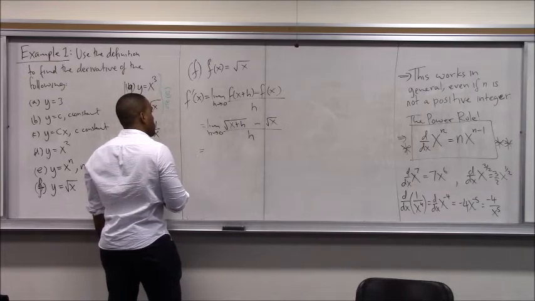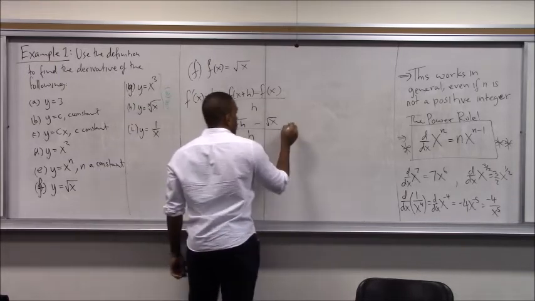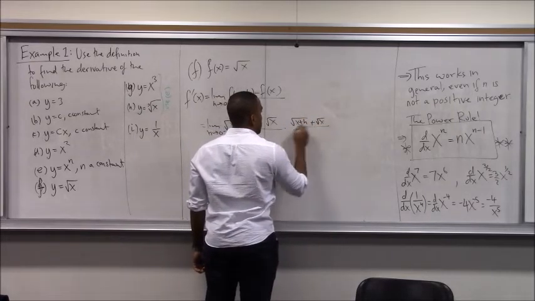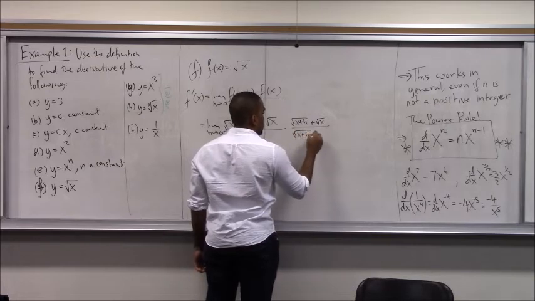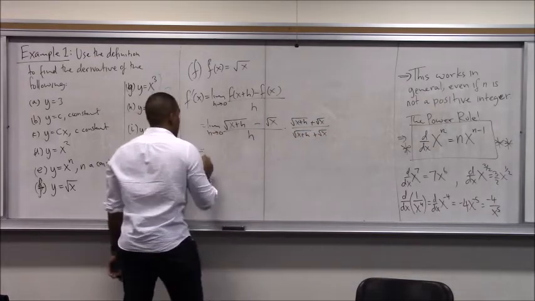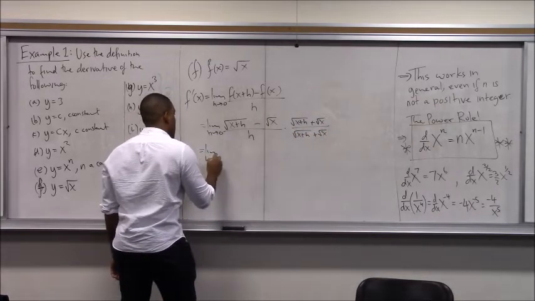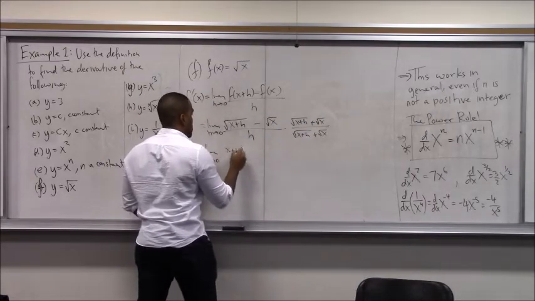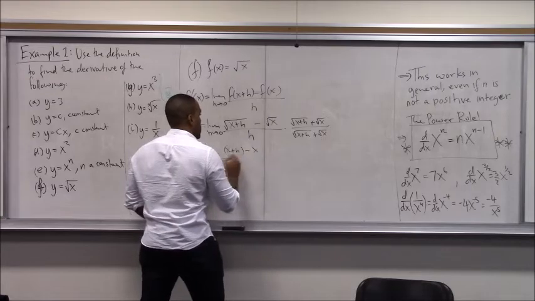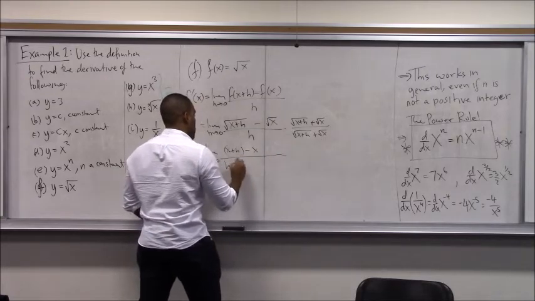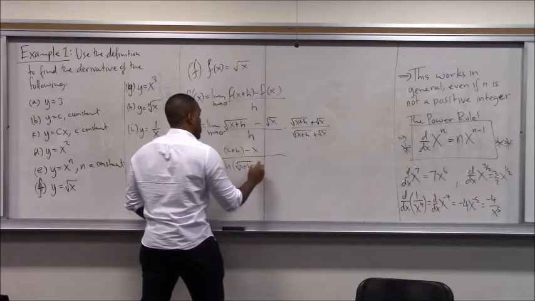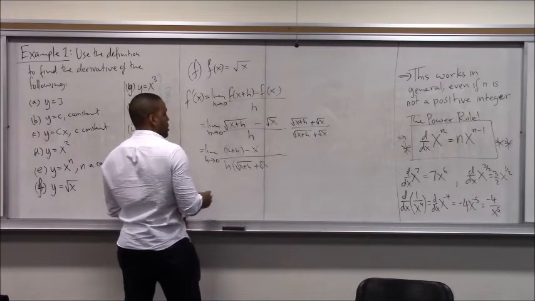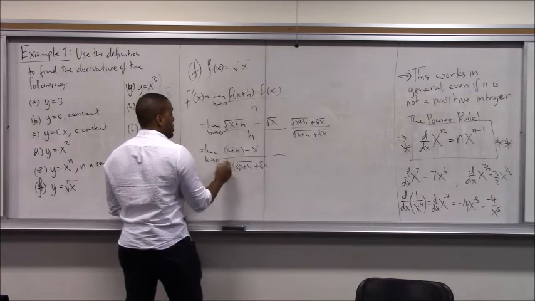So you would have to do the conjugate. Conjugate, rationalize. Right, so you multiply by the square root of x plus h plus the square root of x, over the square root of x plus h plus the square root of x. The top becomes the difference of squares, so that just becomes x plus h minus x, over h times the square root of x plus h plus the square root of x. Here the x's would cancel. Then you'd only have an h on the top, so the h's would cancel.